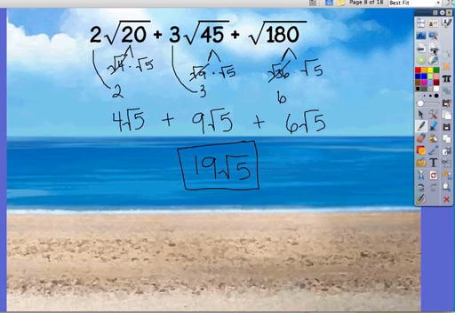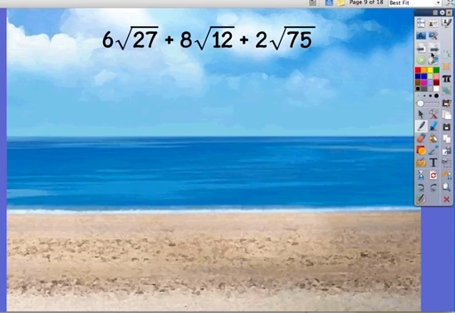Let's try one more where we need to simplify the radicands in order to end up with like terms. Here I've got 6 times the square root of 27. So let's simplify 27, and I know 27 is 9 times 3. So the square root of 9 times the square root of 3 gives me 27. 9 will simplify. The square root of 9 simplifies into 3. So I multiply these numbers. 3 times 6 is 18, and I'm left with the square root of 3.